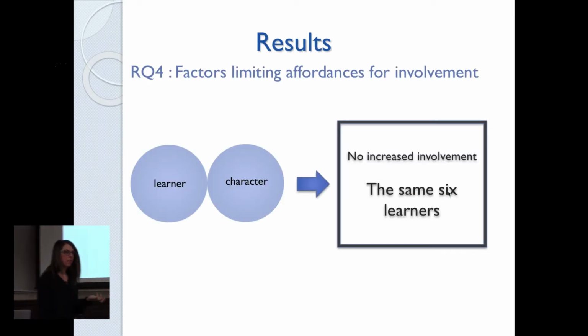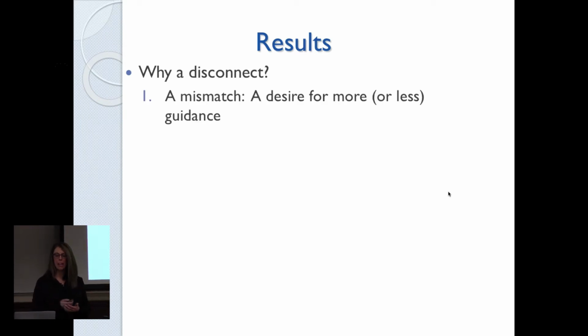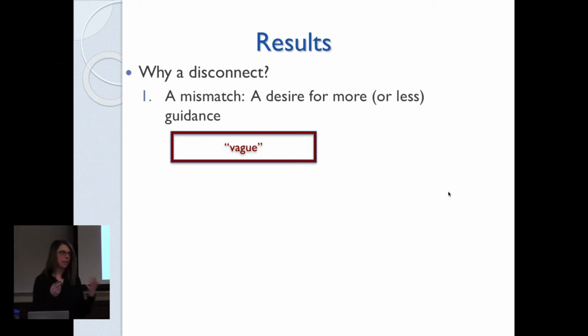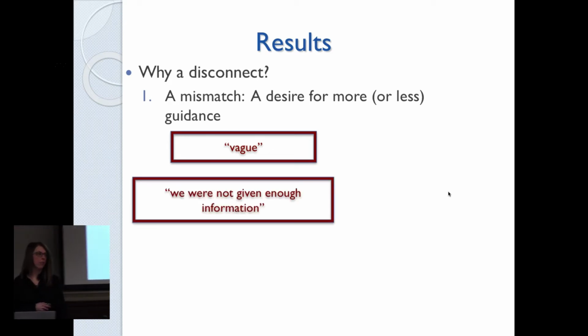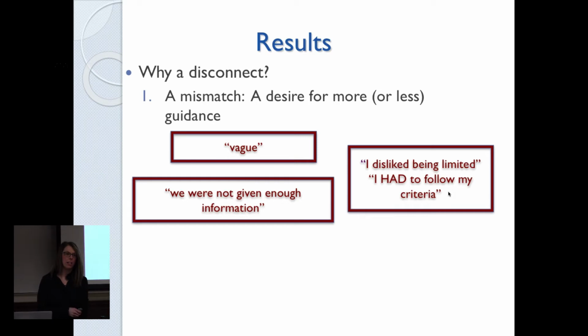And so what I wanted to look at with research question 4 was, well, why? What was limiting these students? So I went back and looked through the data to see why there was this disconnect, and I found a couple of things. The first was a desire for more or less guidance. That was a recurring theme. They described the simulation or the directions as vague. We were not given enough information. One student in this group said, I disliked being limited, I had to follow my criteria. So instead of wanting more guidance, which you would think would be the more likely preference, he wanted to go into some fantasy world where he was not confined by any sort of contextual pillars.